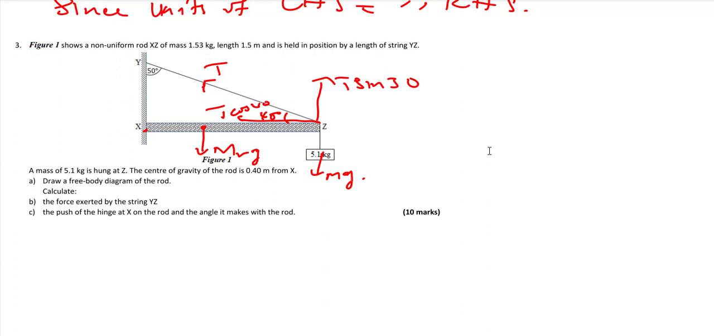Now from there we can calculate the force exerted by the string. So the force exerted by the string is simply the tension. So how then can we get the tension? Now to have the tension, we can simply use resolution of forces, and the C part says the push of the hinge at X. Since there is a push, it means that we are going to have a little displacement of this hinge, which is going to be caused by a certain force we can call P. We'll call that P, and this will be inclined to a certain angle which we'll call theta. That is the angle we are supposed to look for in this exercise.